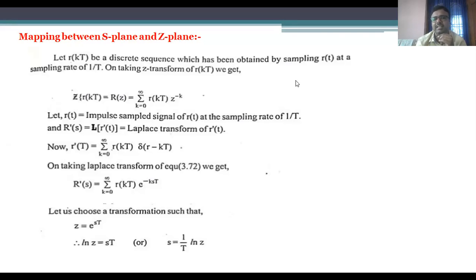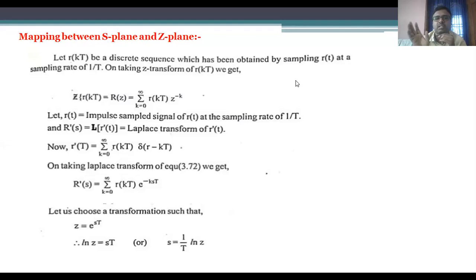It is considered as a discrete system. If it is considered as a continuous system, we can suppose that particular signal or sequence as R of t. But we are going to consider only the discrete sequence. So that particular discrete sequence is supposed to be a signal that is R of kT, and it is having a sampling rate of 1 by T.